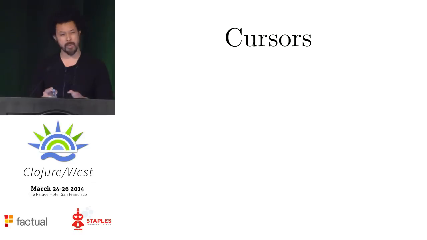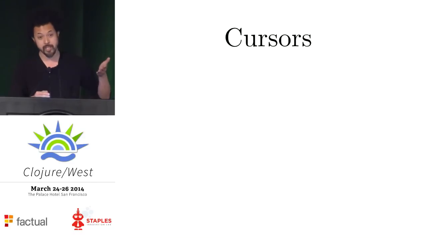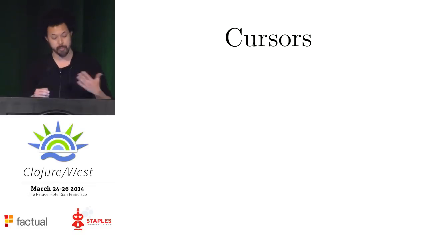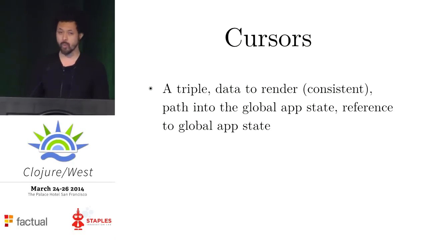So this is the only part where I'm going to talk about the implementation. You could imagine alternate implementations. And actually, the implementation that's in Ohm is like my third attempt at getting modularity in the presence of a global app state. And so I invented this thing called cursors.